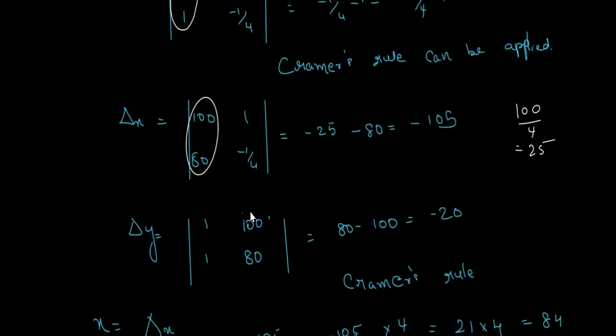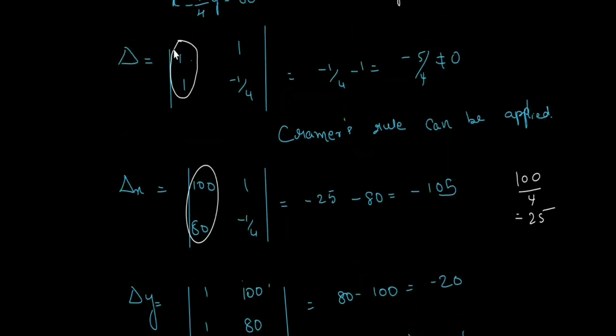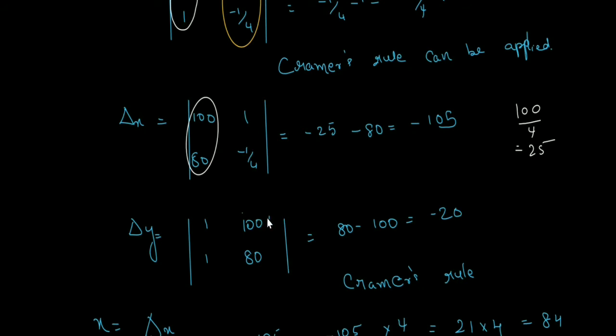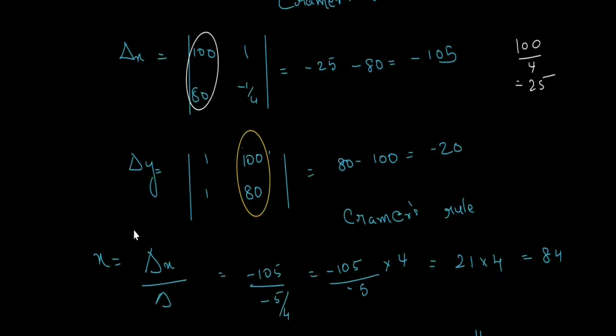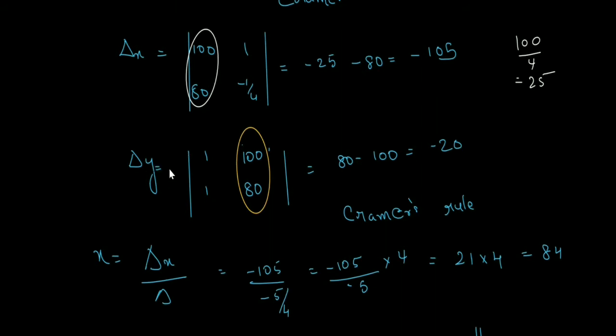Then we have to find delta y. How do you find delta y? The first column stays as it is, 1, 1. The second column of delta is replaced by the constants. The second column is replaced by 100 and 80. So now expand this delta y. Cross multiply: 1 into 80, 80 minus 100, that is equal to minus 20.